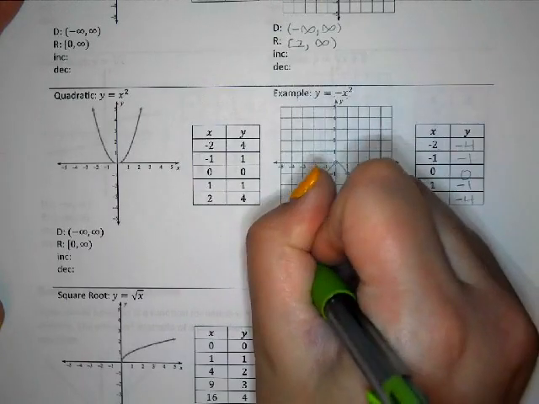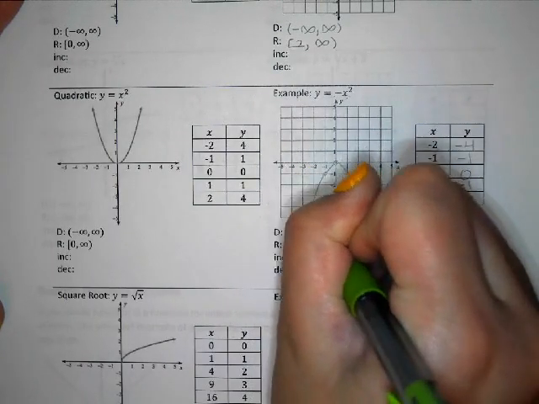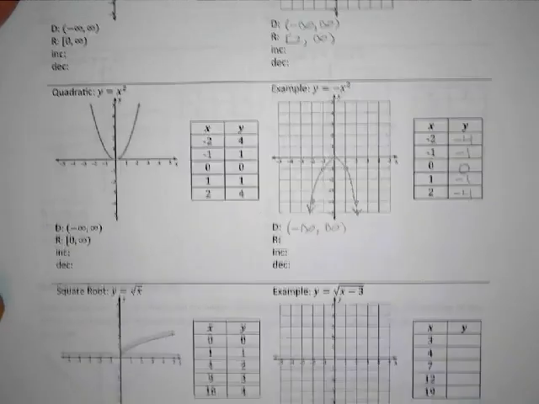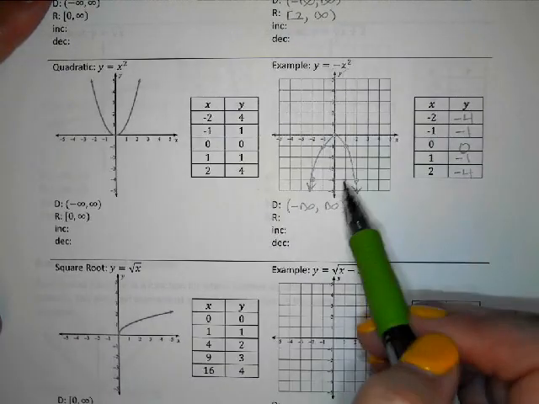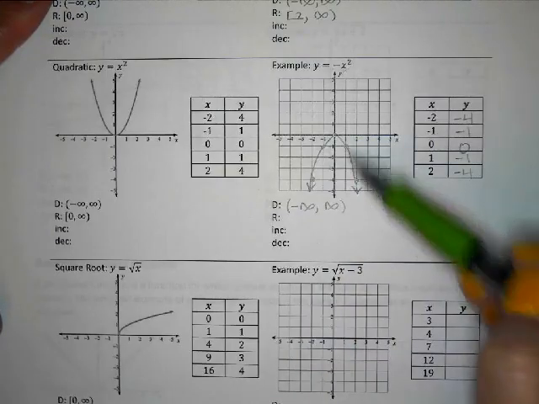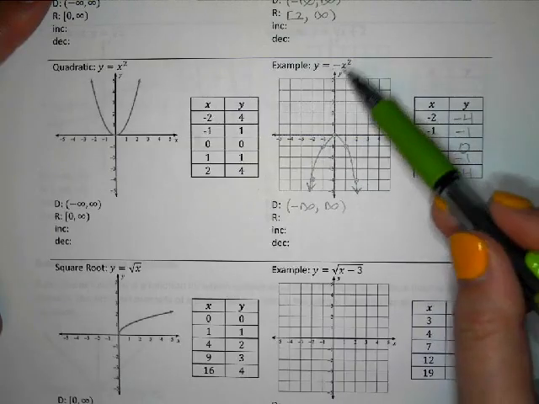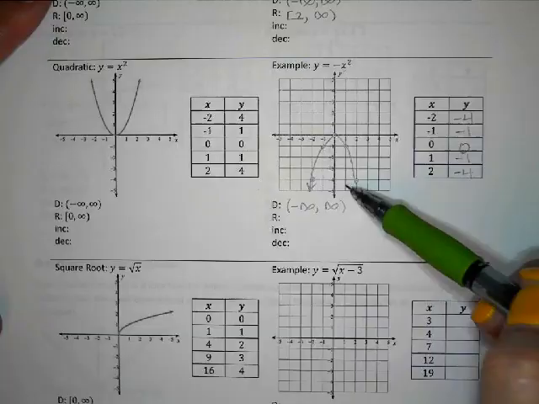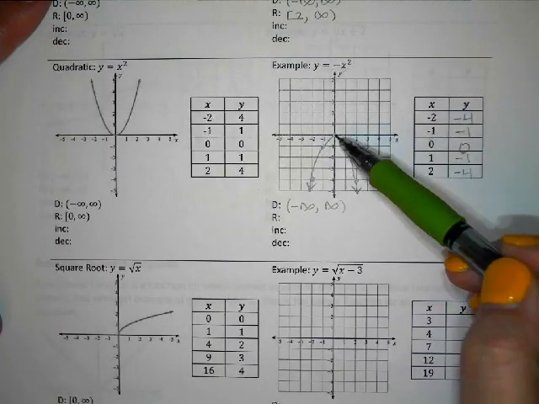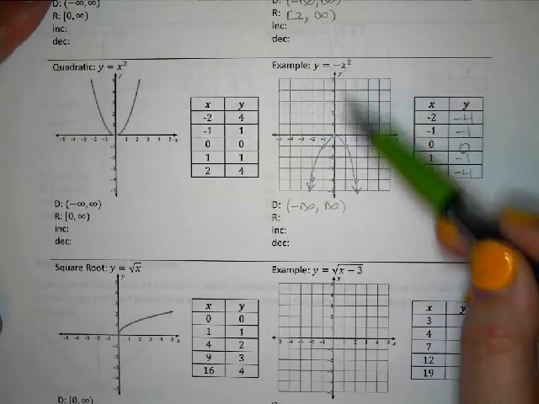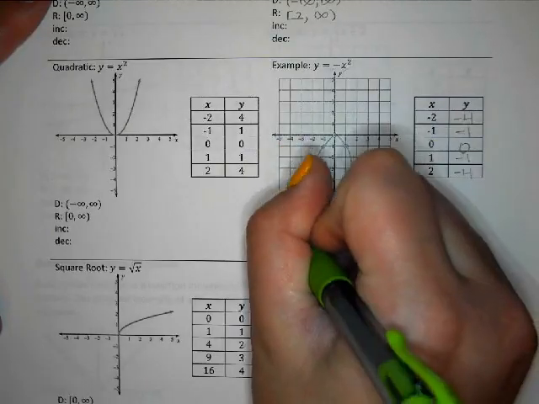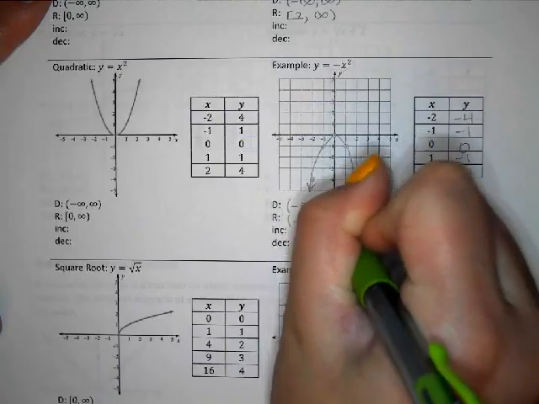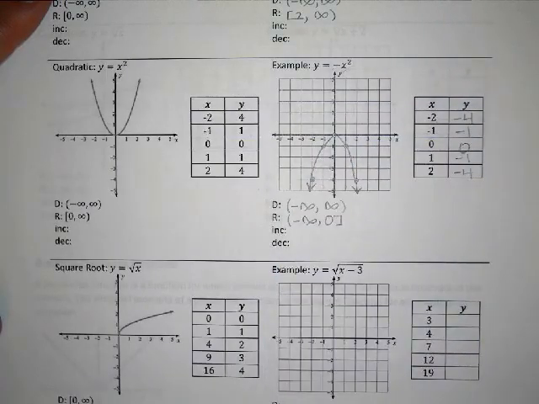For the domain, you can still plug in any number, multiply it by itself, force it to be negative. For the range, we can see that we're going to have all these negative values, which makes sense. We're taking something that's always positive and we're forcing it to be negative. So we have all these negative values for outputs, and then 0 is an output, but no positive numbers can be outputs. So we have negative infinity up to 0 for the range.